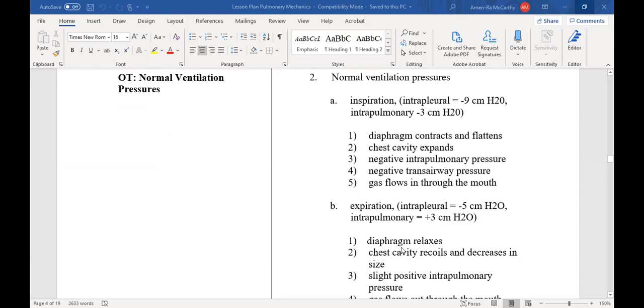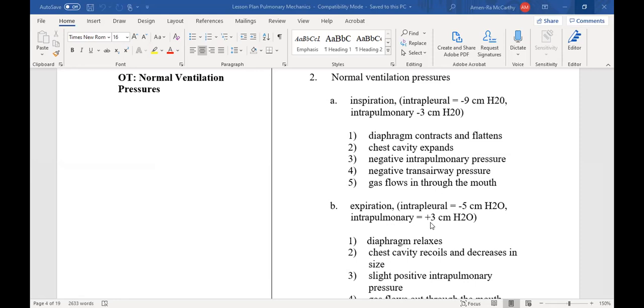During expiration, the diaphragm will relax, right? And look at the intrapulmonary pressure then, +3, it becomes positive. So the intrapulmonary pressure on expiration becomes positive, inside the lungs. It becomes higher than outside, okay? And so if it's higher than outside, that means air has to run away from my lungs and go out, okay? Because it's running away from the higher pressure.